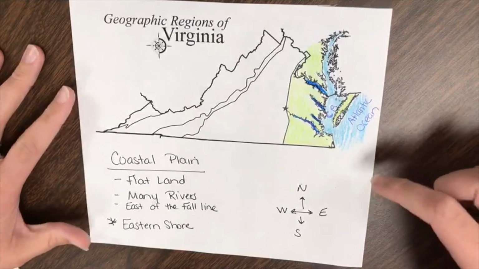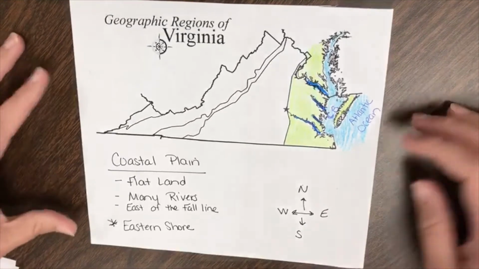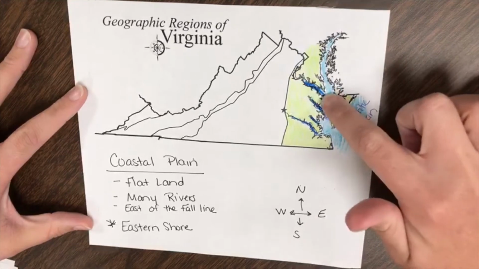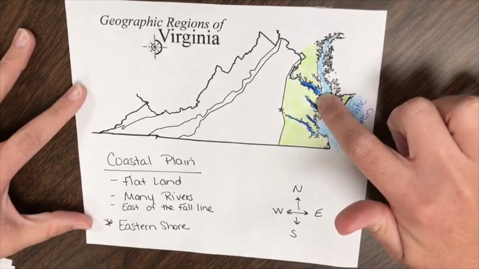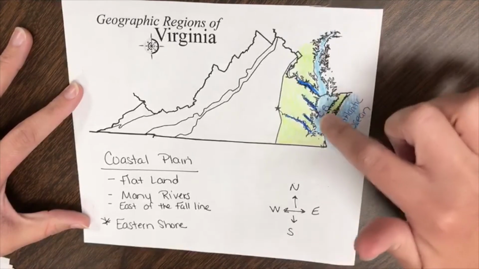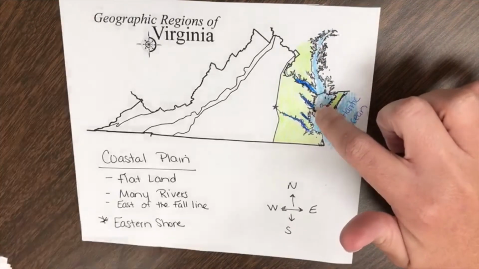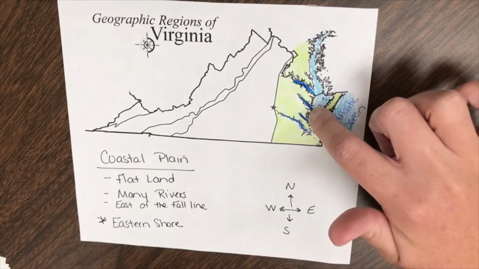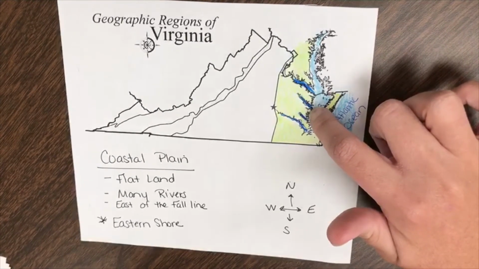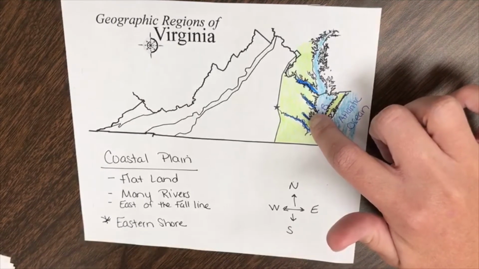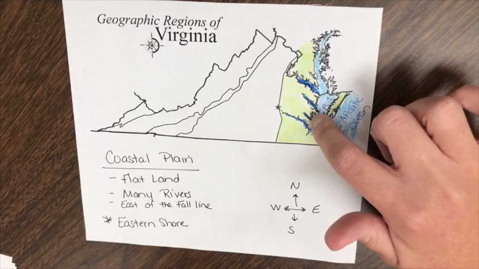We talked about last week the 4 major rivers. We're going to review those real quick. The most northern river is the Potomac. It is the border between Maryland, which is up here, and Virginia. The next river is the Rappahannock River. On the Rappahannock is the city of Fredericksburg. The next river is the York River. It is the smallest river that we have, and on the York River is Yorktown.